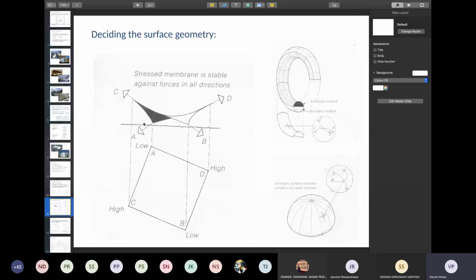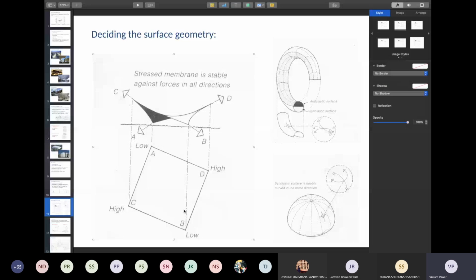So how do you decide the surface geometry? This is a plan ABCD. Now, if I keep these diagonals as low and this as high by either introducing a mast over here or pulling it, there are buildings adjacent and I pull this on and anchor this to the buildings adjacent to it. In whichever format, I am able to create these two kinds of surfaces. One is curving upwards, one is curving downwards, and they are acting in opposite directions. That's how I'm going to create a stressed membrane.